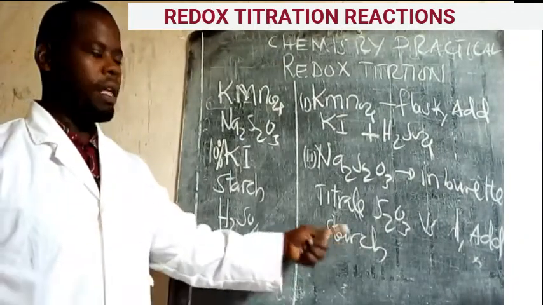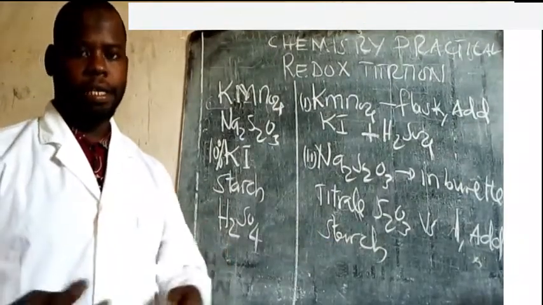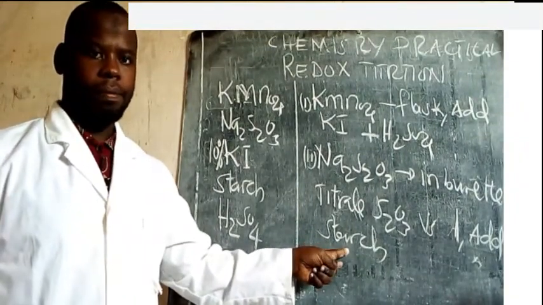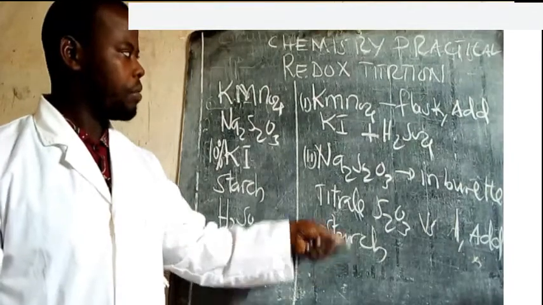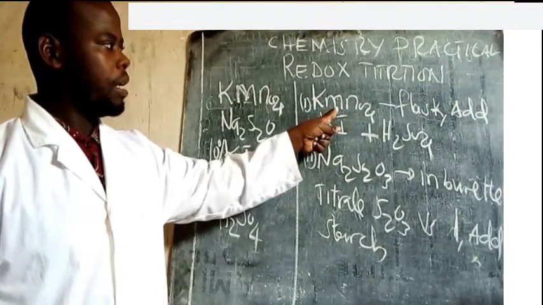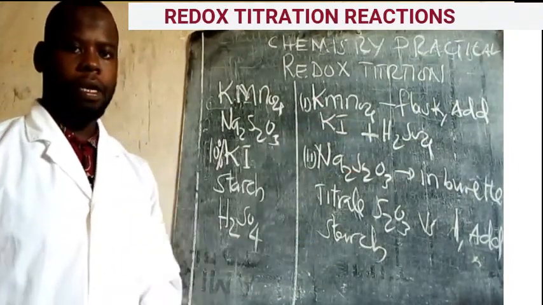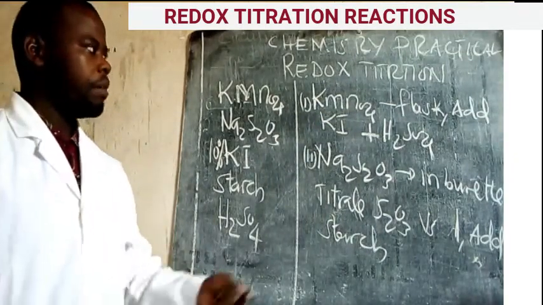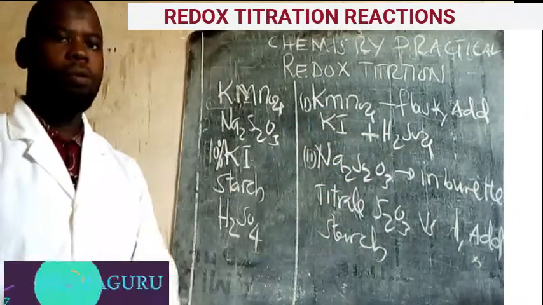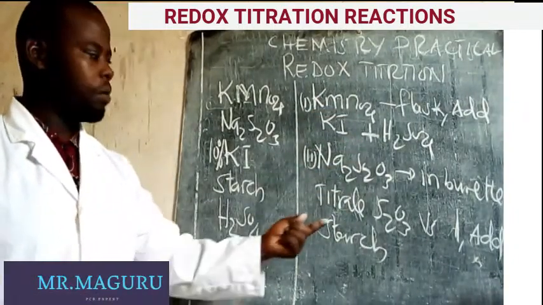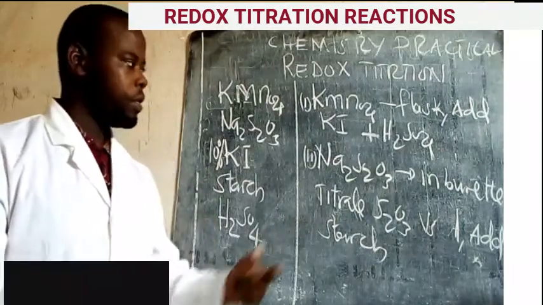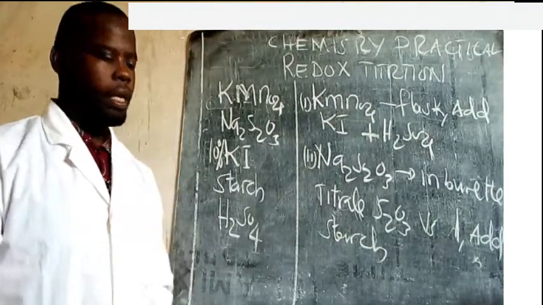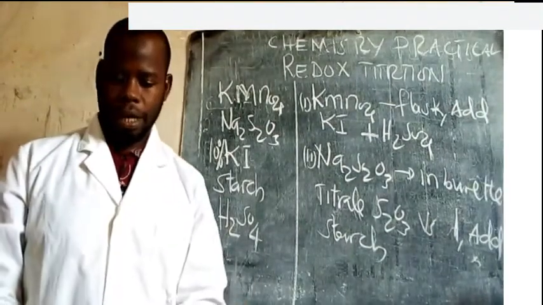Then, after adding starch, we titrate again in order to get colorless, because colorless means manganese dioxide will undergo reduction to manganese 2. That's why we get it colorless. So the end point for this practical is colorless, and then our solution will be colorless.